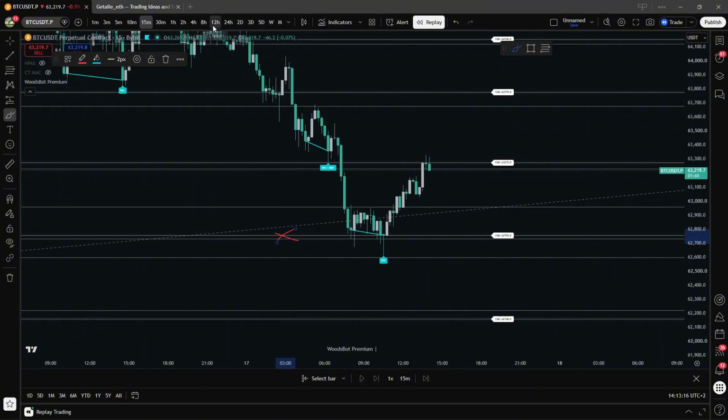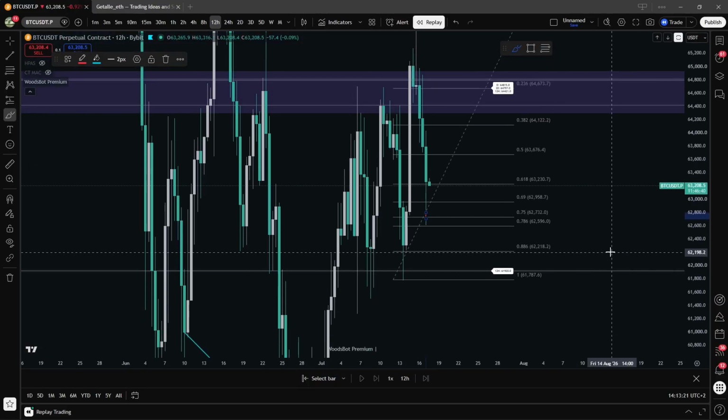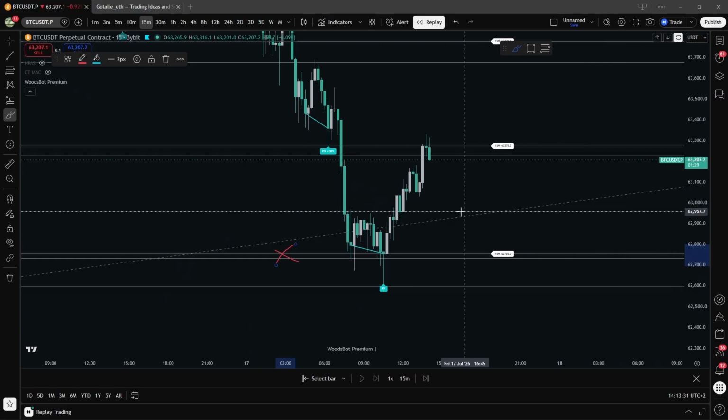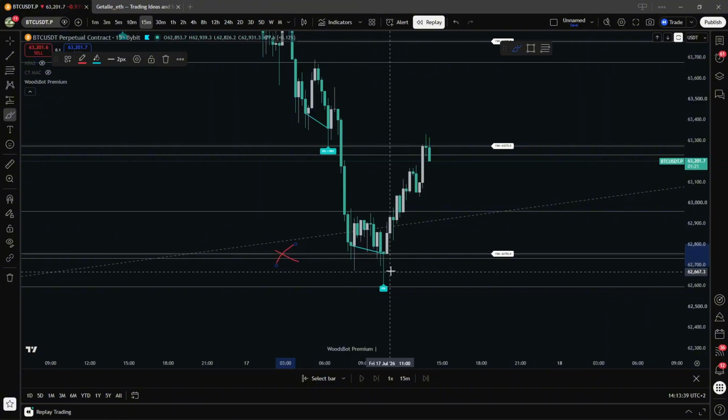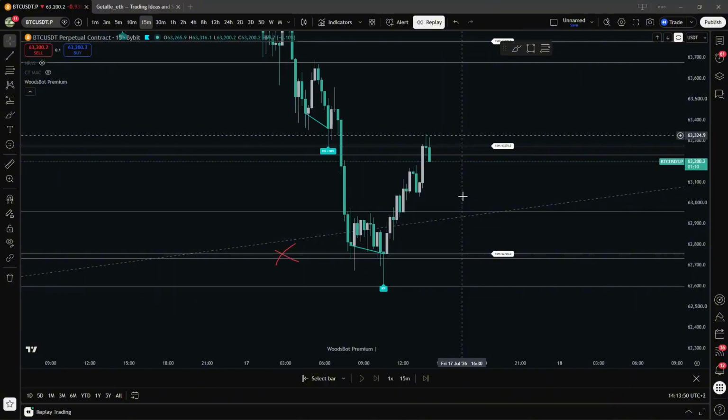So you were looking for an entry on the 12-hour chart, remember? But there were no levels to play with. There was no additional confluence. The additional confluence you get on the lower time frame. And you can see how perfectly the strategy worked again, where it sniped the perfect entry for Bitcoin, right? You had the bullish divergence coming into a WoodsBot Premium level, into a Fibonacci level, and this is perfect.